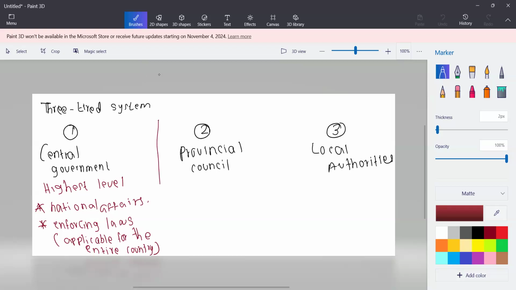Now, what about provincial councils? Who are they? They are regional level, not national level. They are responsible for the regional affairs. Now we have provinces, right? How many provinces are there in our country? 25 provinces, no? 25 provinces. Correct, no? Who told you that?